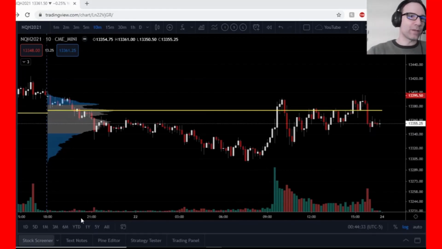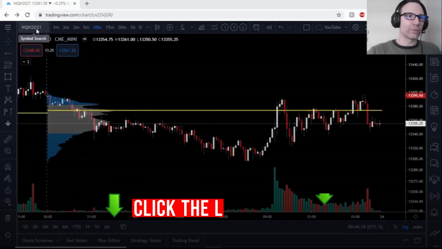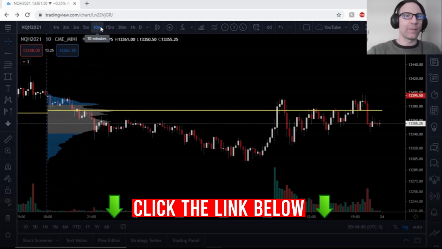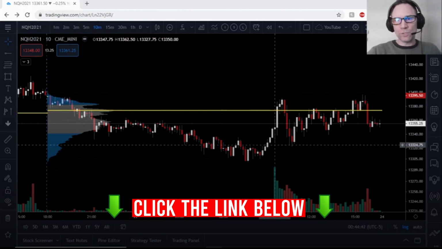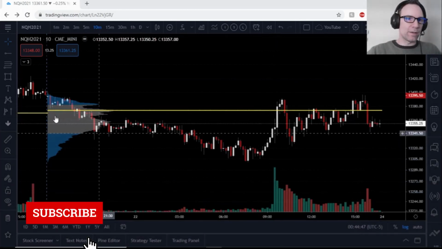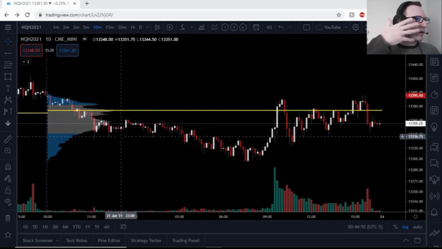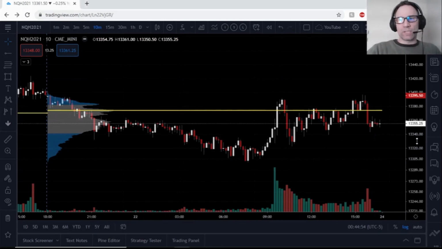Okay, what we have here is the NQH contract. So this is for March of 2021. We're looking at a 10-minute chart. Now on this chart, we have volume down here at the bottom, and on the left we have volume profile. Think of it as profile, it's going from the side, like a picture of a person from the side, their side profile. So what are the differences?